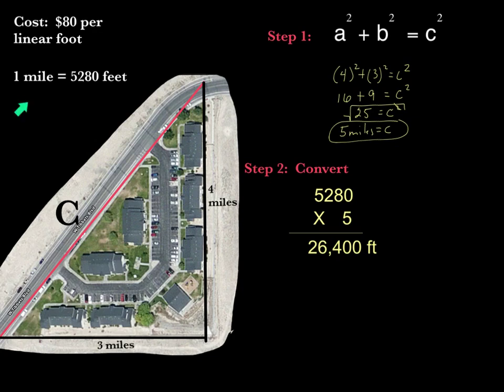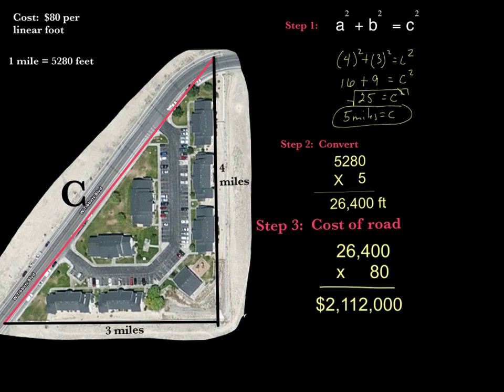Well, because our problem says that we're going to be charged per linear foot, we really cannot use this 5 miles. So what we're going to do is convert the miles to feet, and that is where this second step comes in. So our second step is actually a conversion problem of taking our 5 miles and multiplying it by the conversion of 5,280 feet to give us the feet that we need to use for this problem.